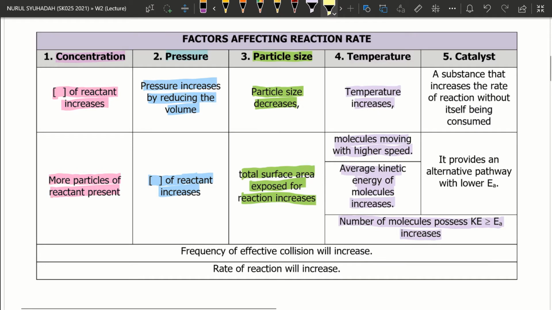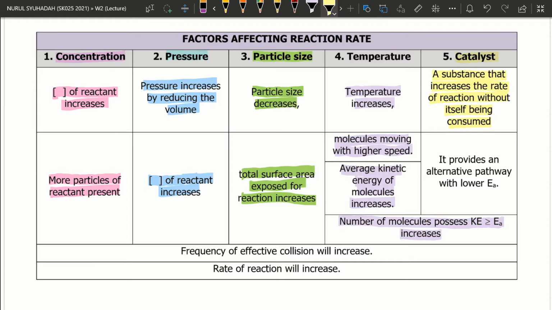So lastly, we have the effect of catalyst. For catalyst, the first thing that you need to do is define what a catalyst is. So this is the definition of catalyst: a substance that increases the rate of reaction without itself being consumed. Meaning, when we use a catalyst, the job of the catalyst is only to increase the rate of reaction. It will not itself be part of the chemical reaction to produce the product.